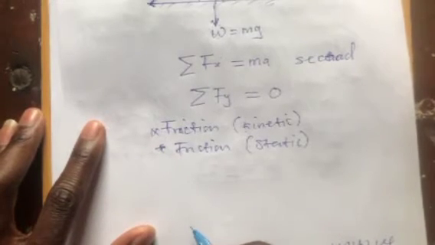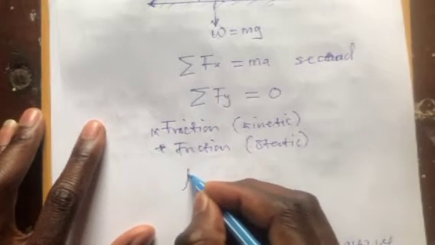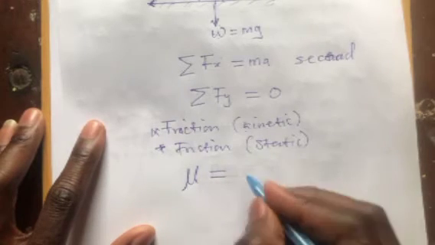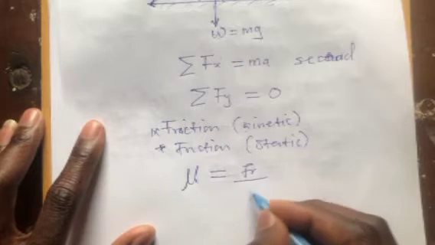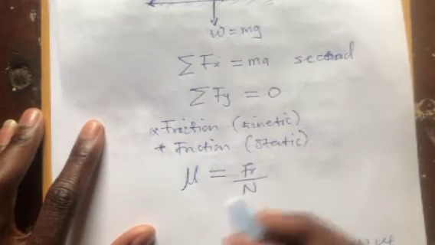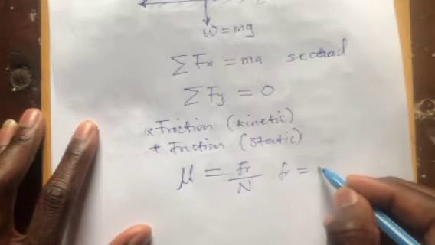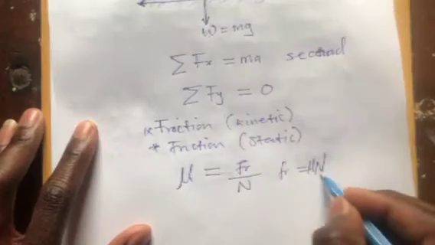And how does the coefficient of friction come about? The coefficient of friction is given by the letter we call mu. Mu is just a ratio of the friction force to the normal force, meaning that the friction force has to be equal to mu multiplied by the normal force.